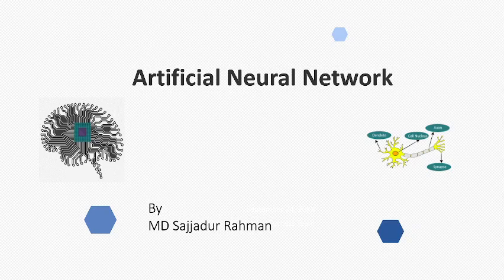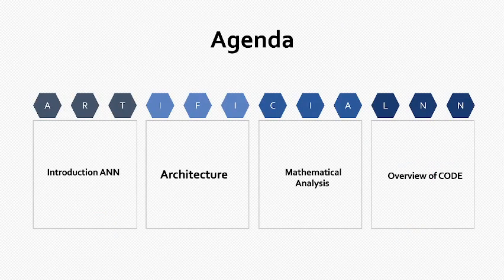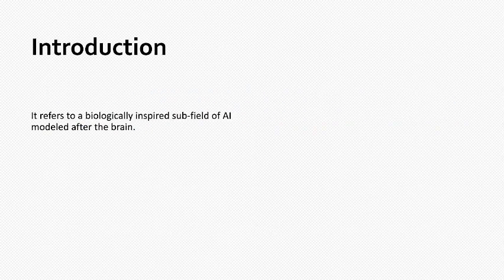Today's topic is artificial neural network, presented by Mr. Rahman. In this session, I will try to cover the introduction of artificial neural network and its architecture, and we will show the mathematical analysis of how the ANN is represented in matrix and geometrical equation, and finally we will show a simple code of ANN with a tabular dataset. Let's start.